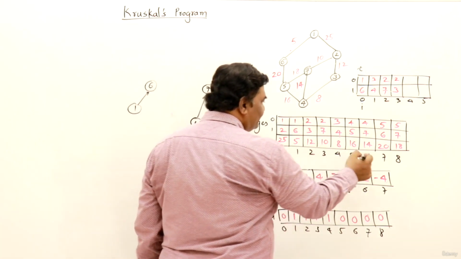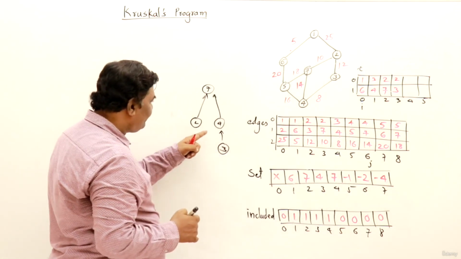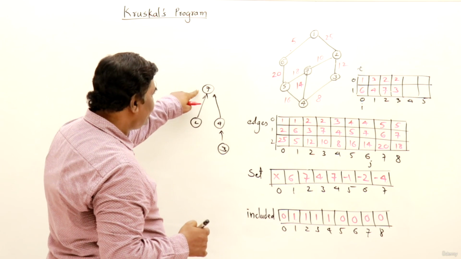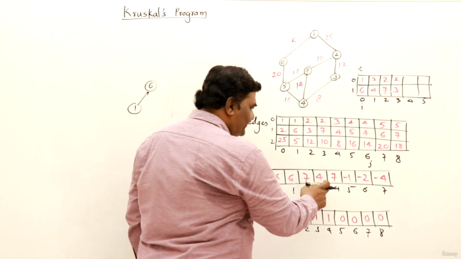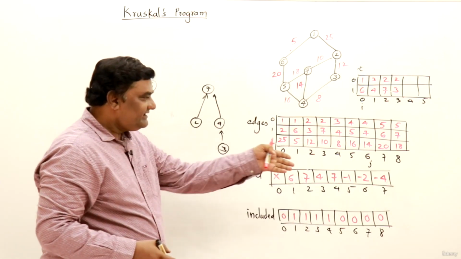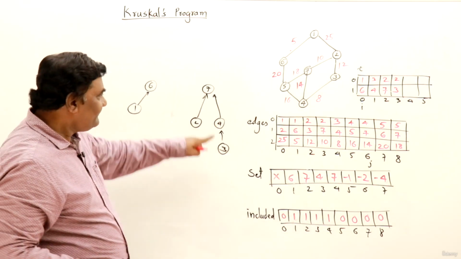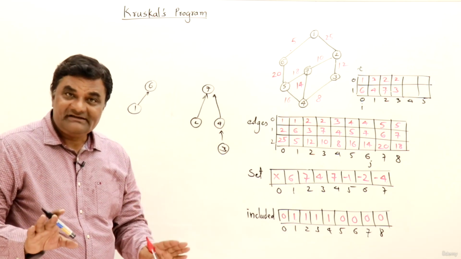After 12, 14 is the next minimum. Find 4, find 7. Find 4, parent is 7. Find 7, parent is 7. See, here if you check, find 4 is 7 and find 7 is 7. So both are the same, parent is same. 4 is under this 7 only. So this will form a cycle.